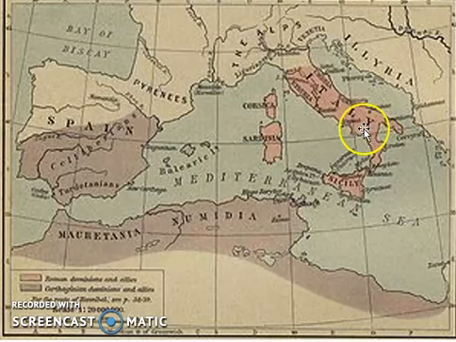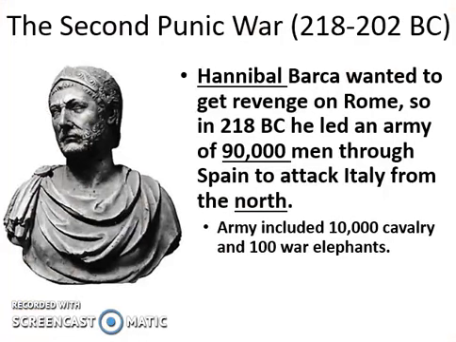So now you can see the pink here is Rome. Rome now controls the islands in the Mediterranean as well. But the purple here is still Carthage. So Carthage is still very large, even though they have lost the islands in the Mediterranean Sea, which takes us to the Second Punic War.